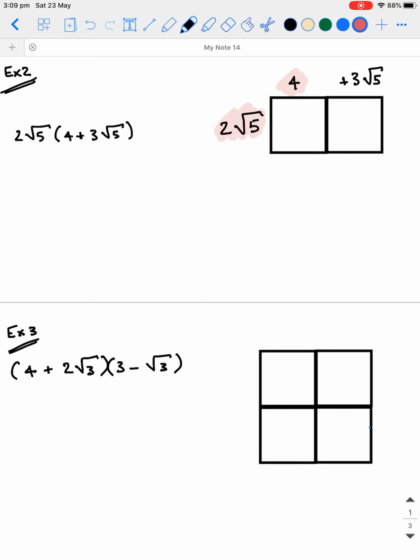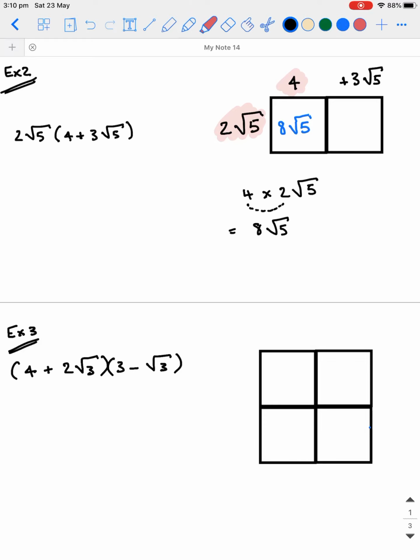Now, if I do the working for that underneath, I know that 4 times 2 root 5 is equal to 8 root 5, because 4 times 2 is 8. So that means 4 multiplied by 2 root 5, or 2 root 5 multiplied by 4, is 8 root 5.